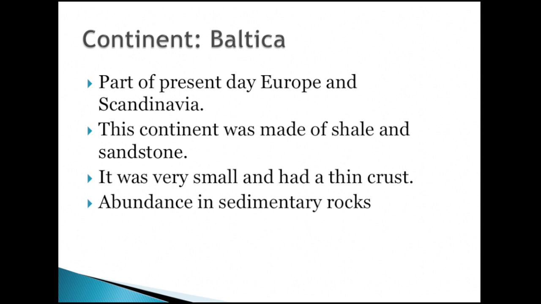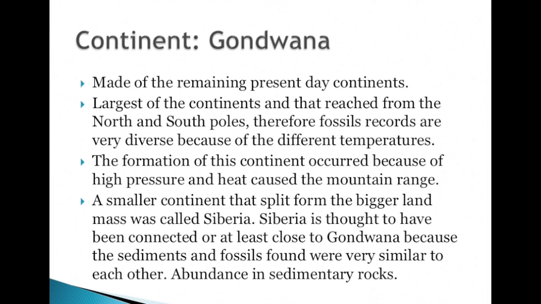The second of the three main continents is Baltica. Baltica is very small and had a thin crust. It was made up mostly of shale and sandstone, and the final and largest continent during this time is Gondwana. It reached from the North Pole to the South Pole, so the environments of this continent were drastically different across the continent. Next to Gondwana is a very small continent that over time split from Gondwana. This land mass is called Siberia. We know they were once connected because the sediments of the two land masses are also identical.